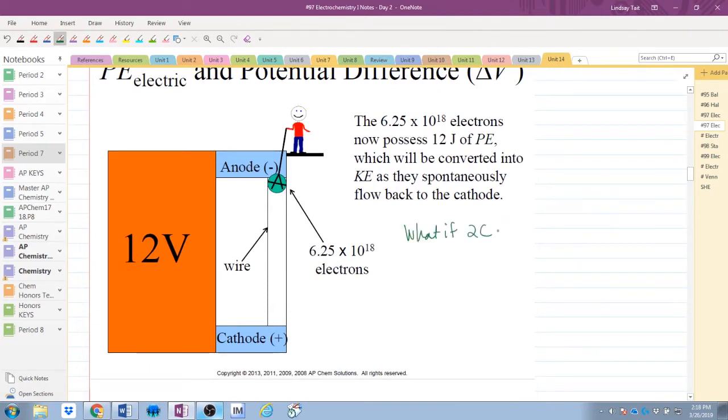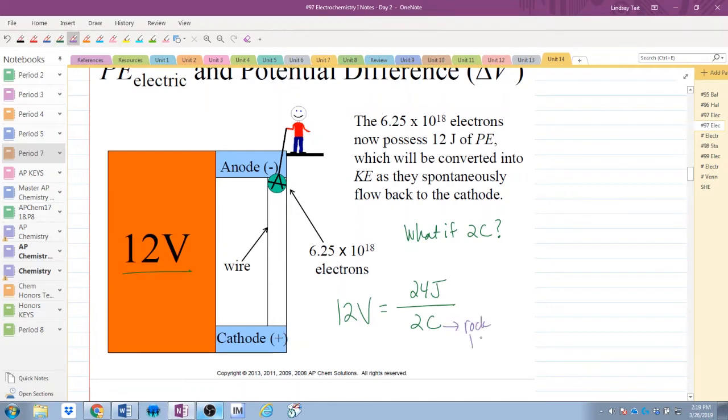What if my boulder, my rock, wasn't 1 coulomb's worth of electrons? What if it was 2 coulombs' worth of electrons, but this is still a 12 volt battery? So if this is still a 12 volt battery, but I switch this now to be 2 coulombs' worth of electrons, how much energy would I get when that 2 coulombs' worth of electrons fall? 24 joules, right?